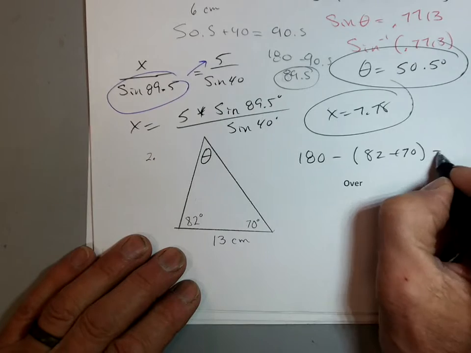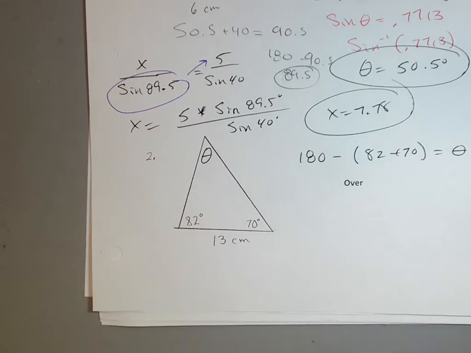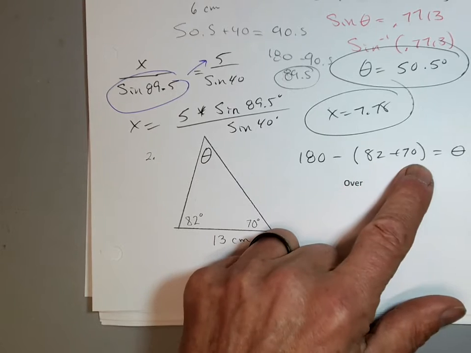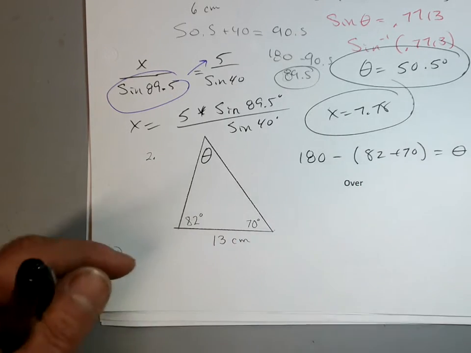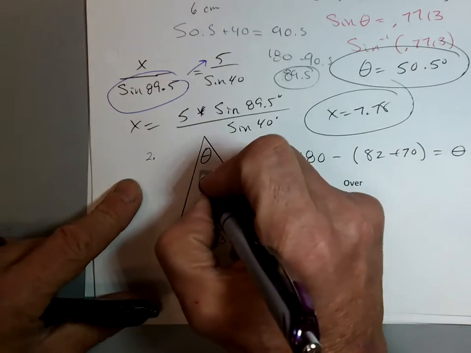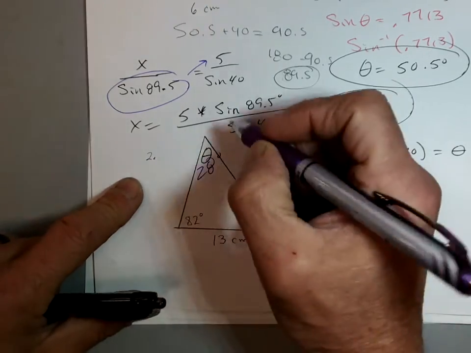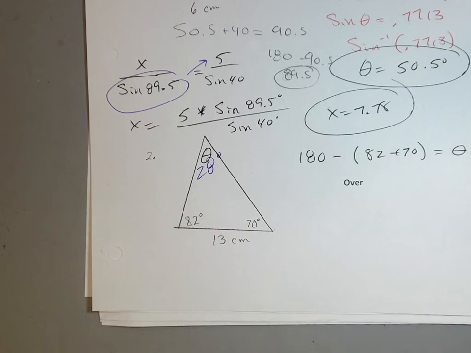I totally agree. Nice job, Julia. And then we get our opposites, don't we? 82 plus 70. And I get an answer of about 28 degrees. So I'm going to put 28 degrees in here for theta. Now, do you have a pair of opposites? Yeah, we do. I'm going to circle them so you guys see it.